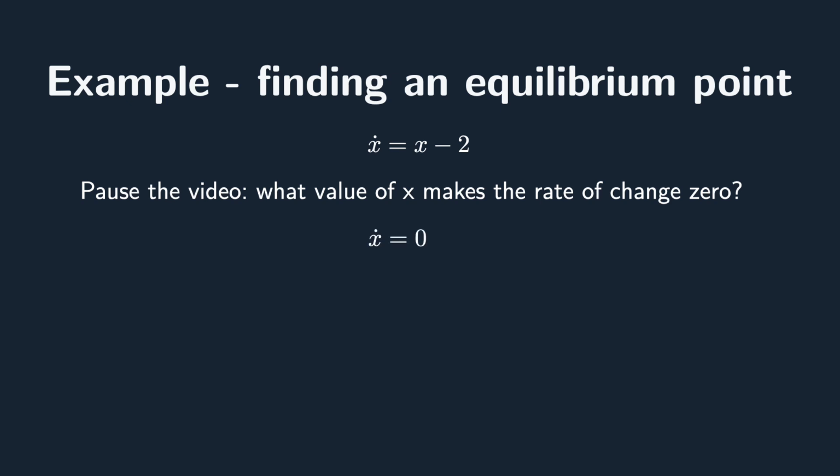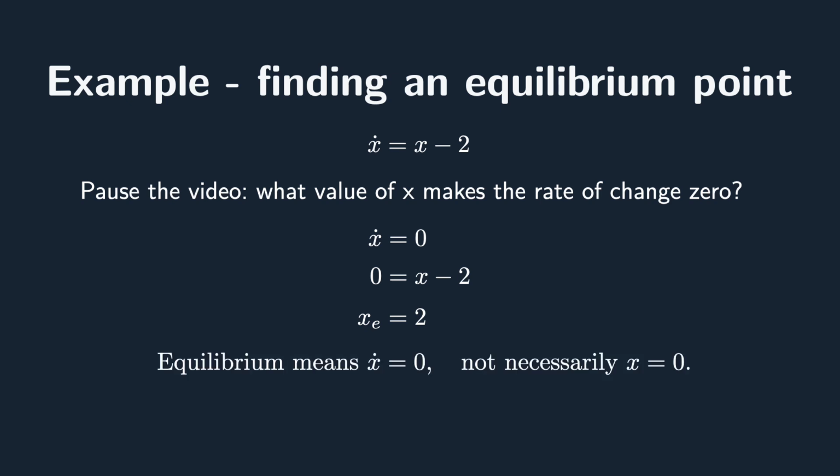At equilibrium, x dot equals 0. So, we set the right-hand side equal to 0. This gives 0 equals x minus 2, so x equals 2. Therefore, the equilibrium value is x sub e equals 2. If the system starts at x equals 2, then x dot equals 0, so x does not change. Notice that the equilibrium value is 2, not 0. Equilibrium means the rate of change is 0. It does not necessarily mean x equals 0.